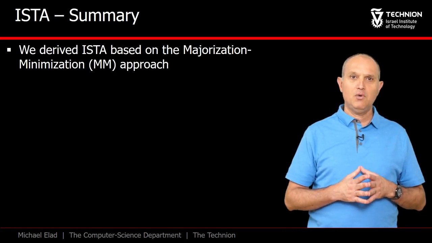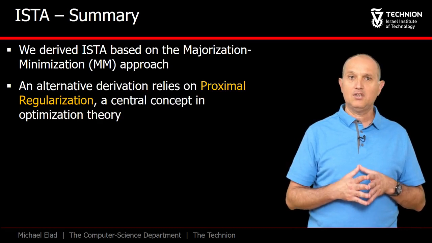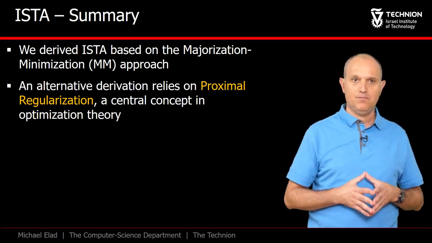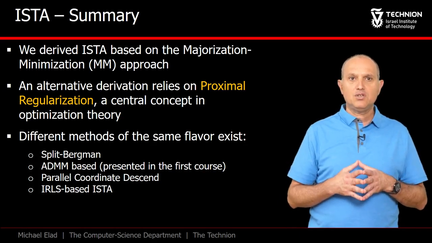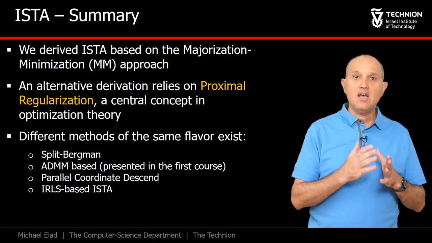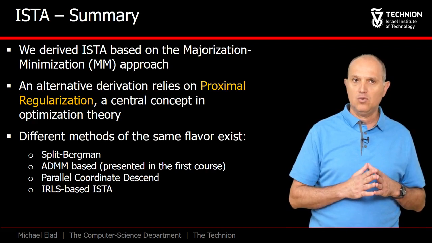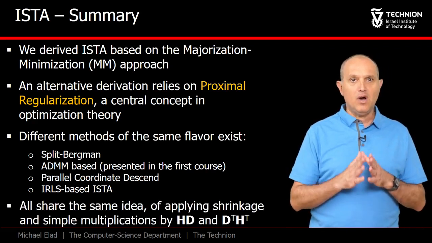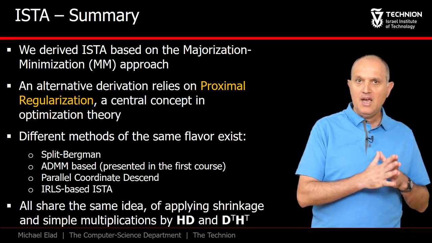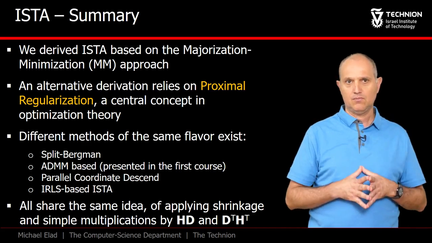To summarize, we introduced ISTA, relying on the majorization-minimization approach. Alternative techniques to derive the same algorithm are available using the proximal method. Over the years, various researchers suggested alternative and related methods, such as split-Bregman, ADMM-based, which we presented in the first course, parallel coordinate descent, and more. All these algorithms have one clear thing in common. In every iteration, they multiply by HD and its transpose and perform an element-wise shrinkage of some sort.